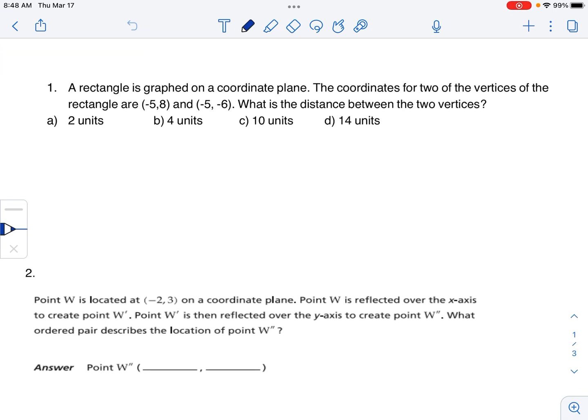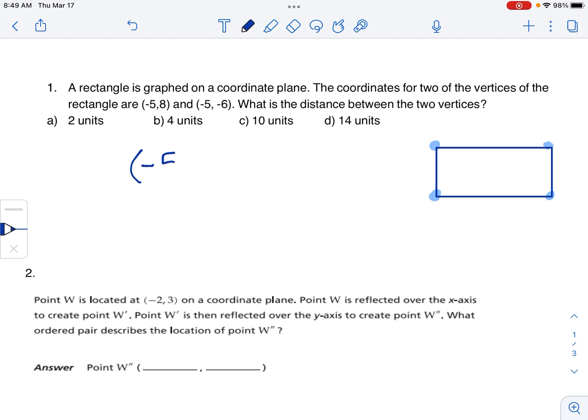We have two vertices of a rectangle. If I draw a rectangle here, let's just talk about the terminology. The vertices are the points where the sides connect, so we have 4 vertices here. All right, so we're told what 2 of the vertices are. We want to know what the distance is between the 2. We practiced this in class.